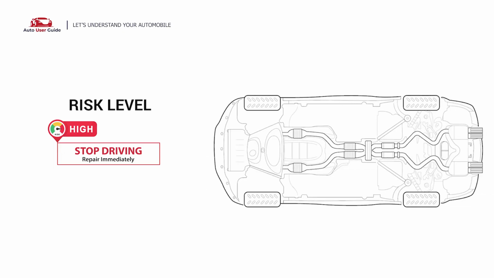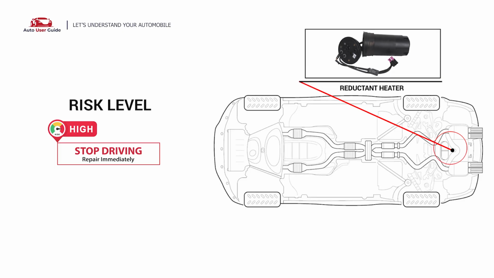The P20BD engine code indicates your vehicle's powertrain control module (PCM) has detected a loss of voltage or an open circuit in the heating system responsible for keeping the diesel exhaust fluid warm. Under this circumstance, stop driving and repair your vehicle immediately.